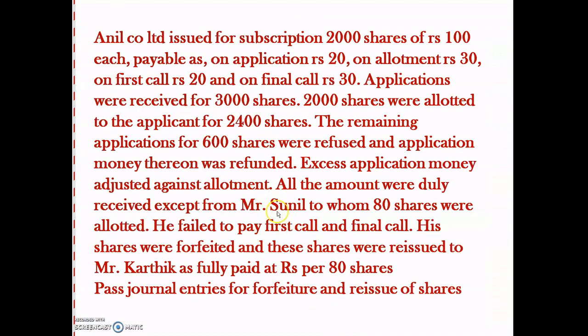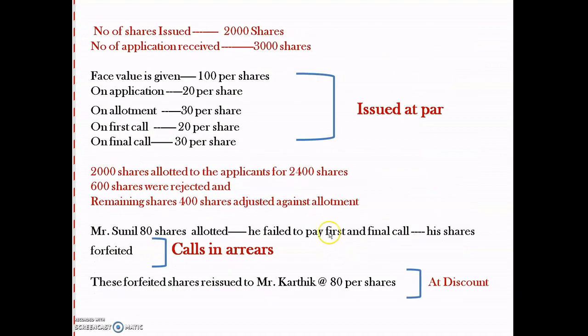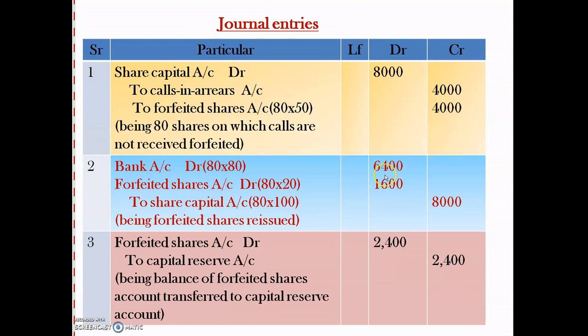See in question, see here Mr. Sunil, to whom 80 shares were allotted, and he failed to pay the first and final call, and these 80 shares the company forfeited, and these 80 shares the company reissued to Mr. Karthik. Here the company issued the 80 shares to Mr. Karthik at the rate of 80. So multiply this both, 80 into 80, that will come here 6400. 80 multiply with 80, 6400.